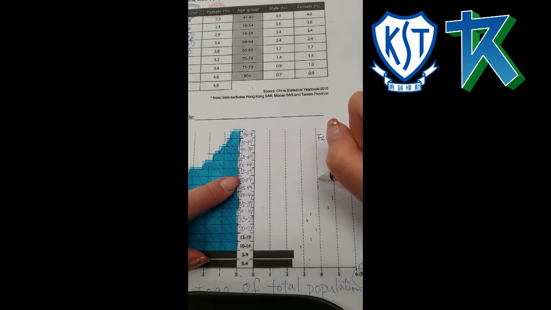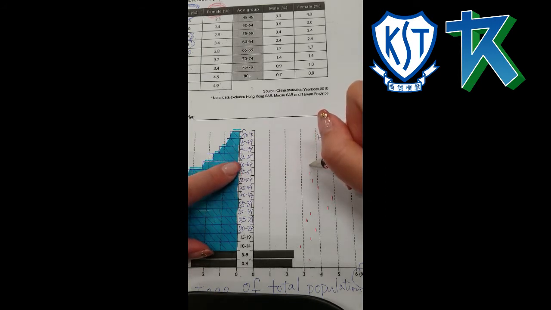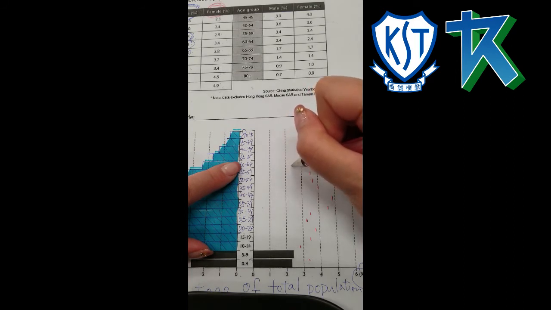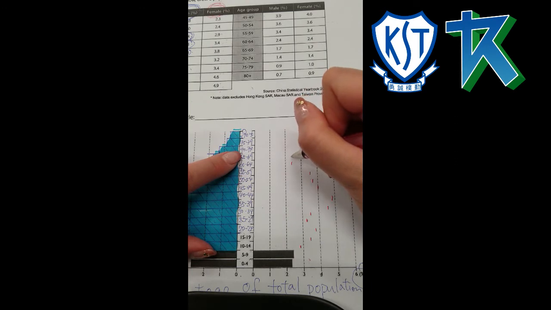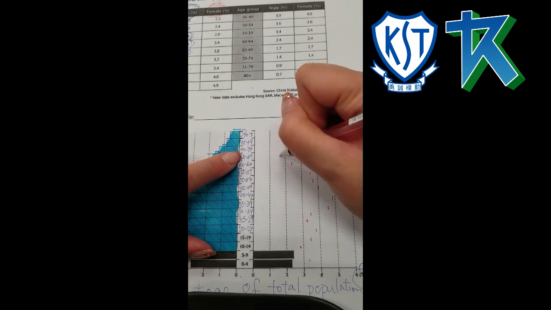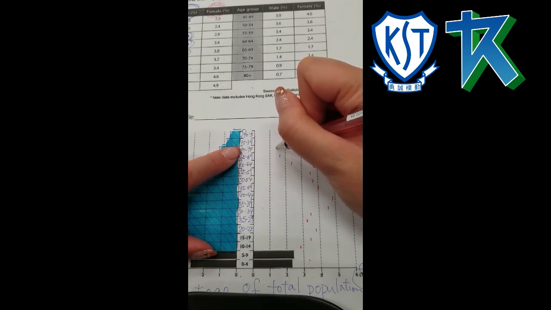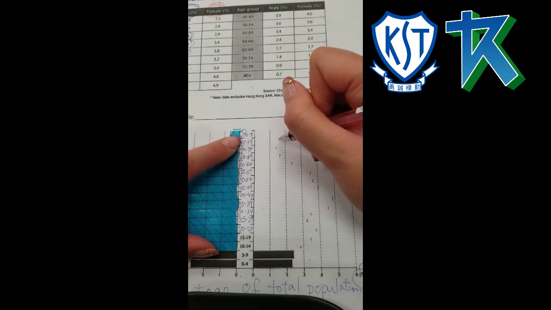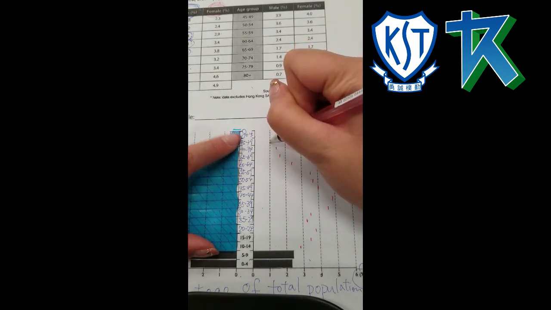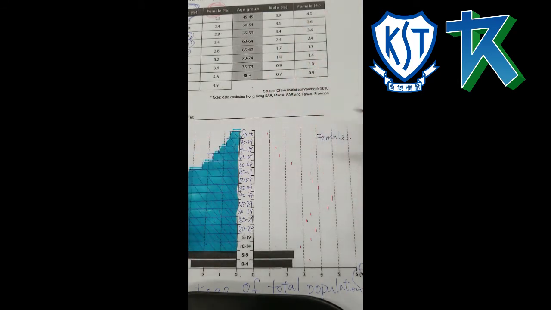Okay. 50 to 54, 3.6. Yeah. 55 to 59, 3.4 again. 60 to 64, 2.4. 65 to 69, 1.7. 70 to 74, 1.4. 75 to 79, should be 1. Okay, 80 plus, 0.9. Yes.